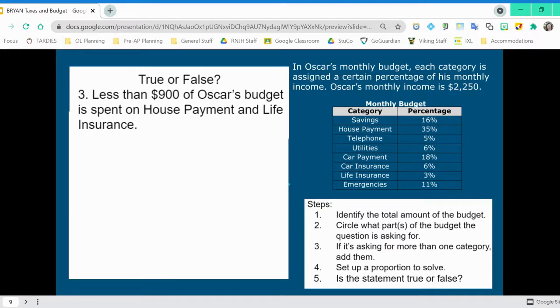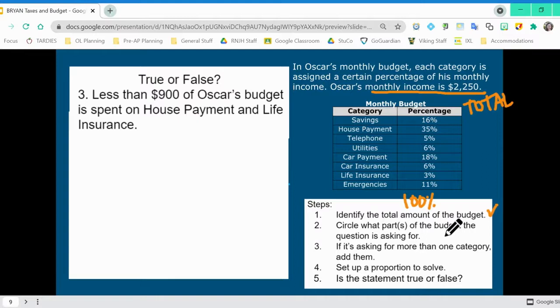So the first thing says to identify the total amount of the budget. It tells us his monthly income is $2,250. So that's going to be his total. In this case, we don't want to add up the percentages to get the total because percent means out of 100. So all of these percentages together are going to equal 100% of his budget. We know that that's his total percentage. What we want for the total of the budget is the money. So we got that, $2,250.